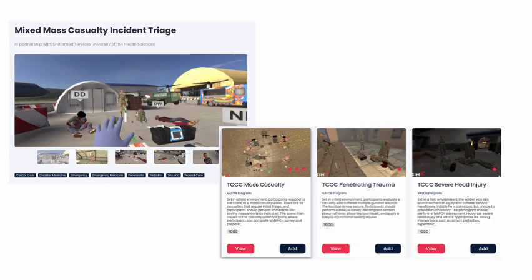This is an example of the scenario at a civilian airport. TCCC mass casualty scenarios, penetrating trauma scenarios, and severe head injury scenarios, and these can be simulated under combat stress, austere environments. You can simulate a very tight space, such as ship quarters, where you have to move casualties, nighttime, inclement weather. All of these parameters can be changed in these scenarios.